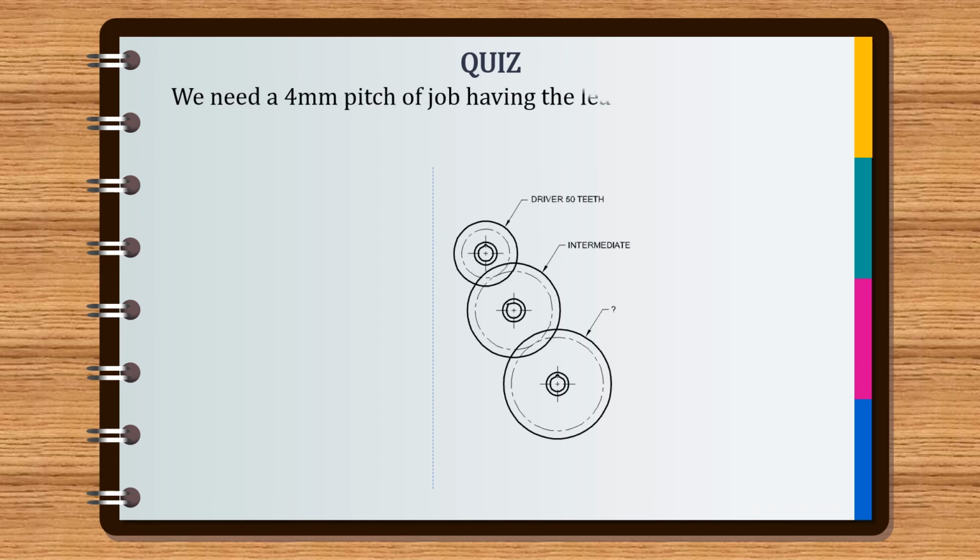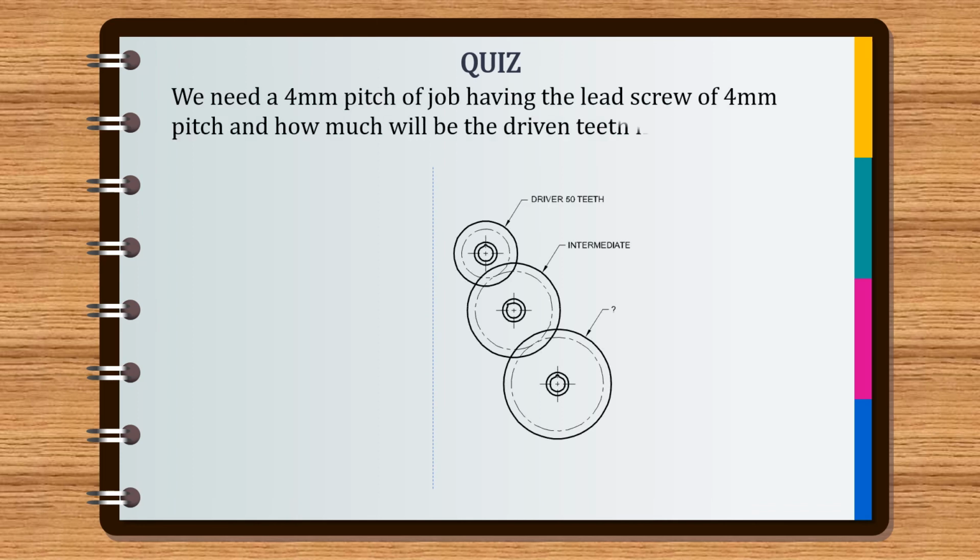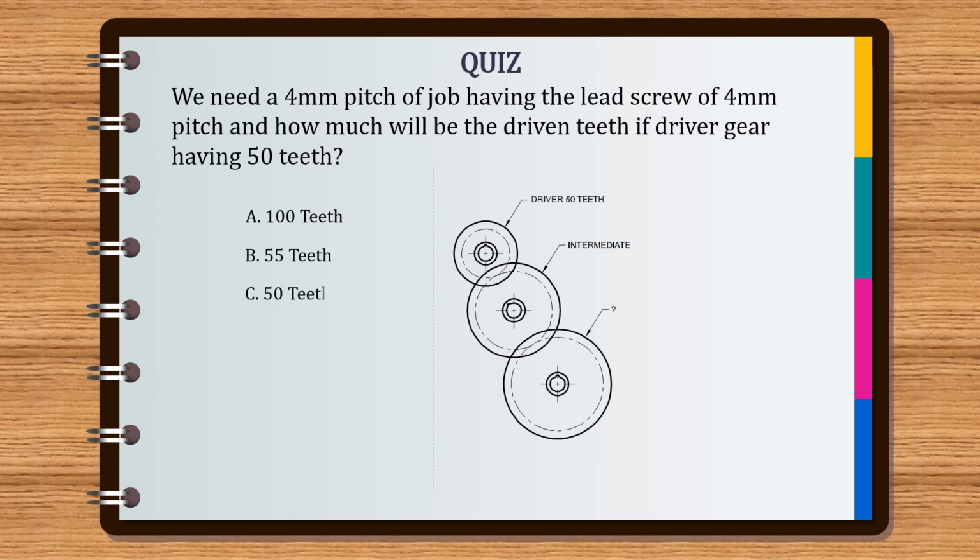To boost your brain power, we are going to play one quiz related to this topic. The question is, we need a 4 mm pitch of job having the lead screw of 4 mm pitch, and how much will be the driven teeth if the driver gear has 50 teeth? The options are A. 100 teeth, B. 55 teeth, C. 50 teeth, and D. 25 teeth.